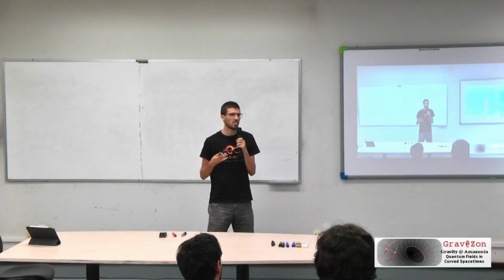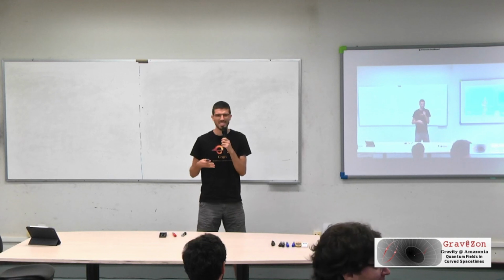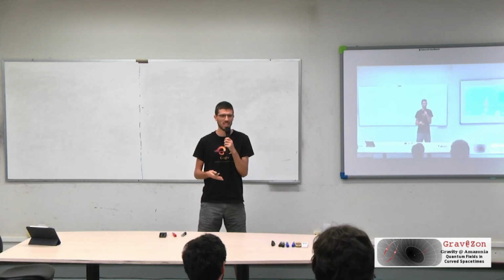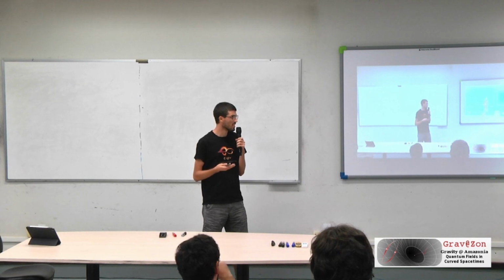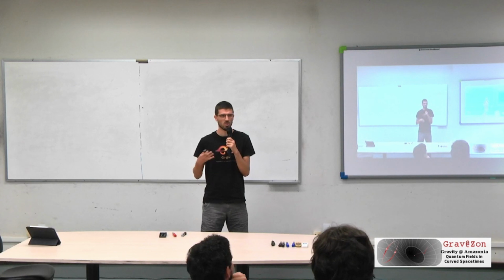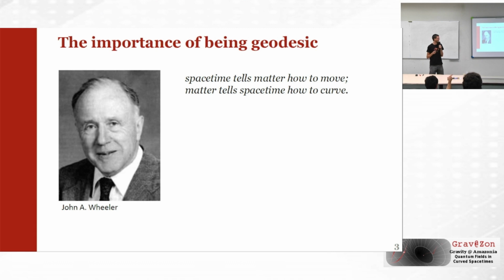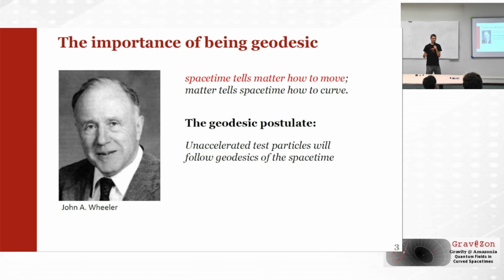So, why do geodesics matter? Well, geodesics matter because we are working in general relativity. And as John Wheeler said, spacetime tells matter how to move, and matter tells spacetime how to curve. We will focus on the first part of this sentence: spacetime tells matter how to move. And what does spacetime tell matter then? Well, it says, follow my geodesics. This is the geodesic postulate that states that test particles will follow the geodesics of the spacetime.